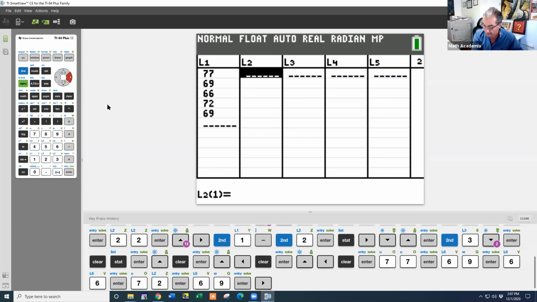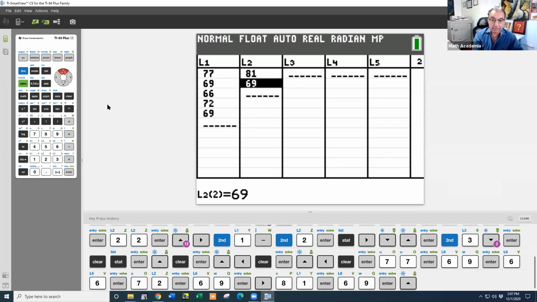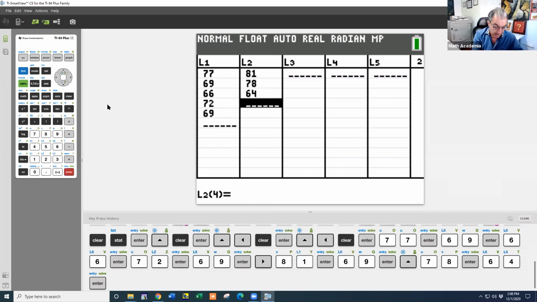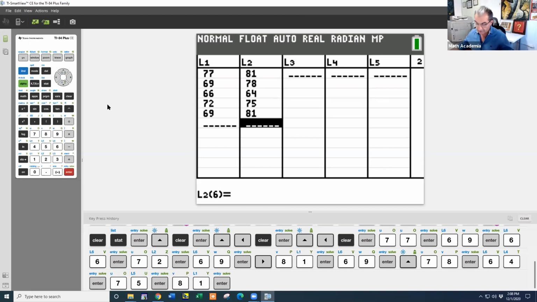And the after scores in L2: 81, 69, and 78. And we have 64, we have 75, and we have 81. So let me just double check: 77, 81, 69, 78, 66, 64, 72, 75, and the 69, 81.